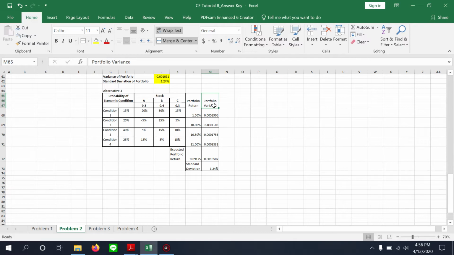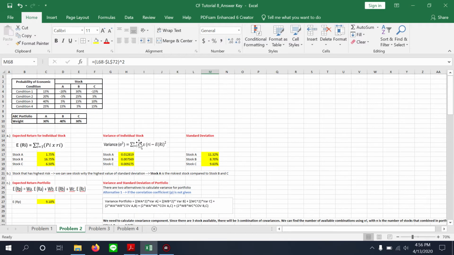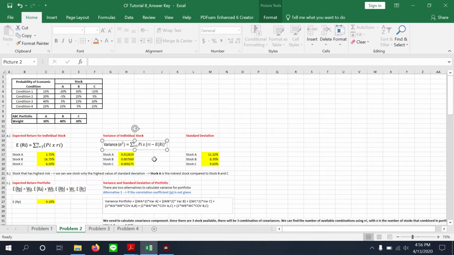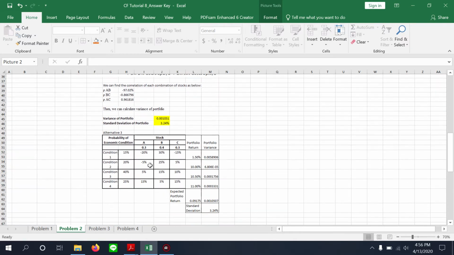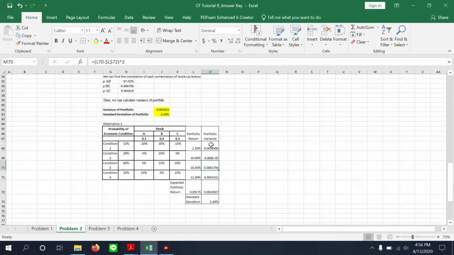For the portfolio variance, you can just follow the same formula you use to calculate the variance of the stock. But the difference is that you use the expected return of portfolio here and the return of portfolio in each condition. So you will get the portfolio variance. And then after you calculate the variance, the standard deviation is the square root. Simple, right? This formula is much simpler. It gives the same result.